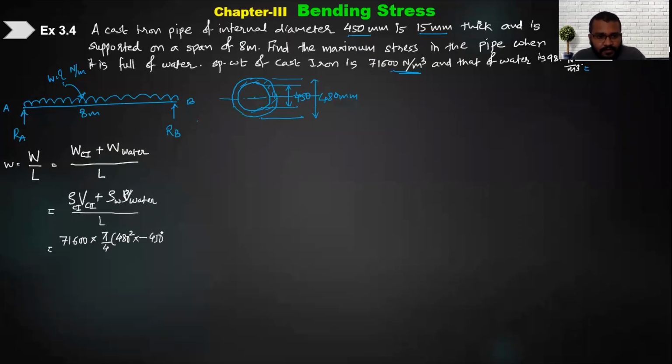450 square, right? Okay, got it. ये हो गया किसका? कास्ट आयरन का। माइनस क्या करना पड़ेगा? माइनस में वाटर का। वाटर का क्या है?